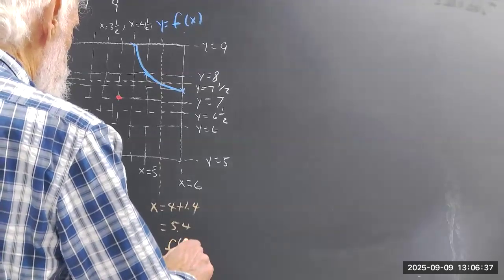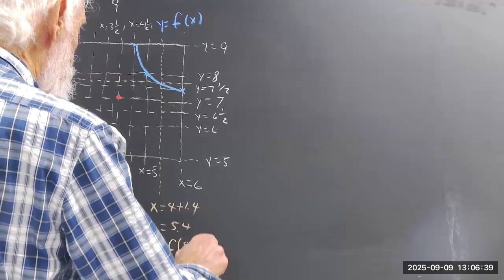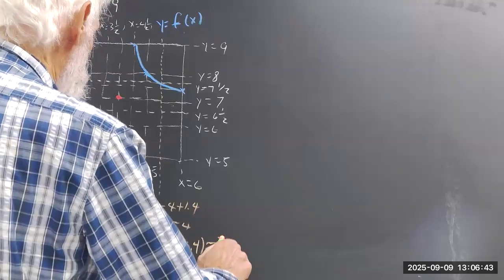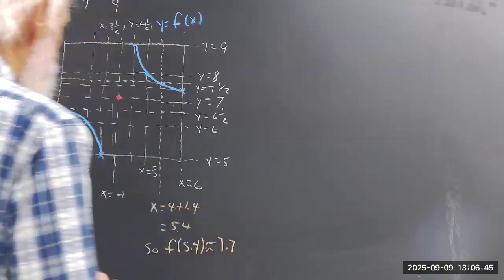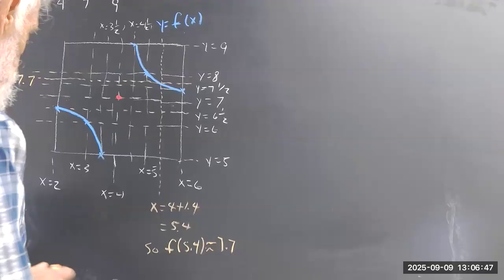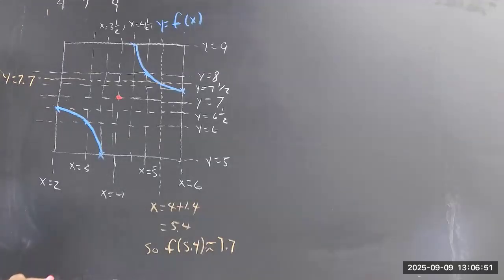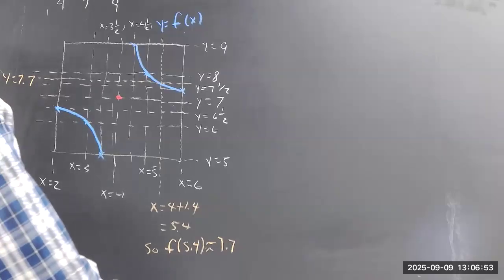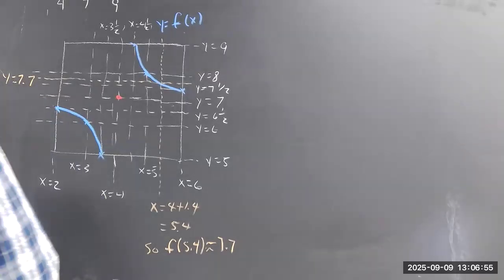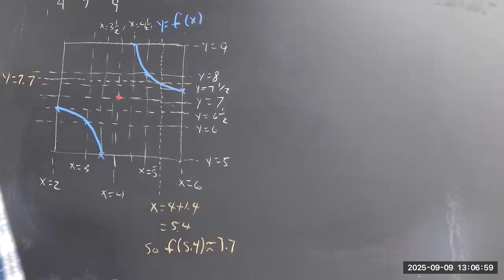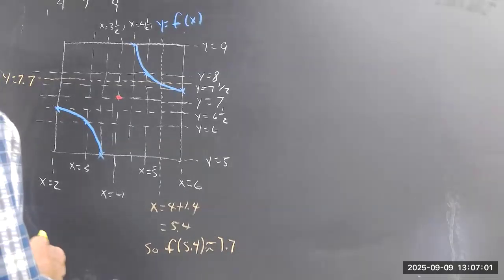you can say then that f of 5.4 is approximately equal to 7.7. That's what this estimate tells us. Now we have another estimate to make. We want to estimate x. We want to estimate the solution of y equals b plus 3. Okay?